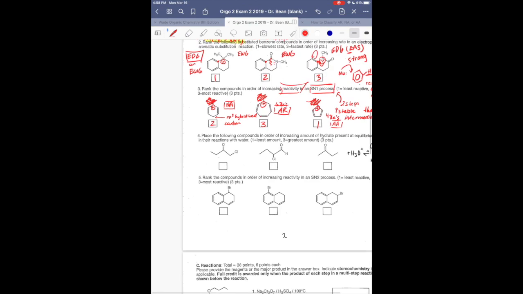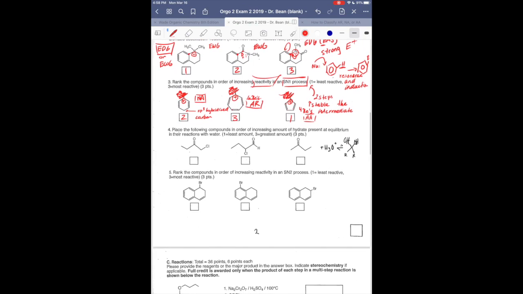Now let's move forward to number 4. Place the following compounds in order of increasing amount of hydrate, that's important, present at equilibrium in the reactions with water. Okay. So we have these 3 different molecules.